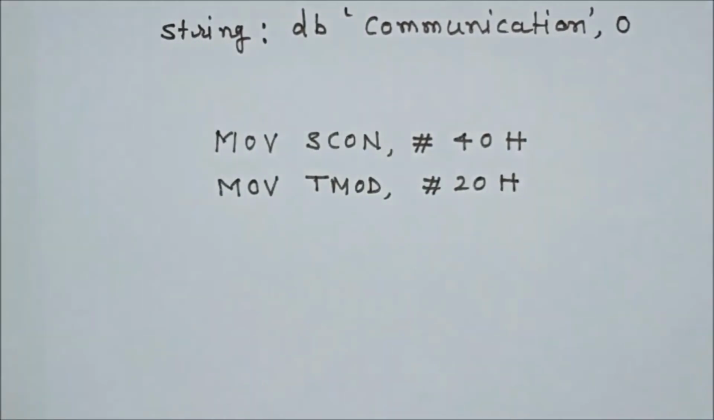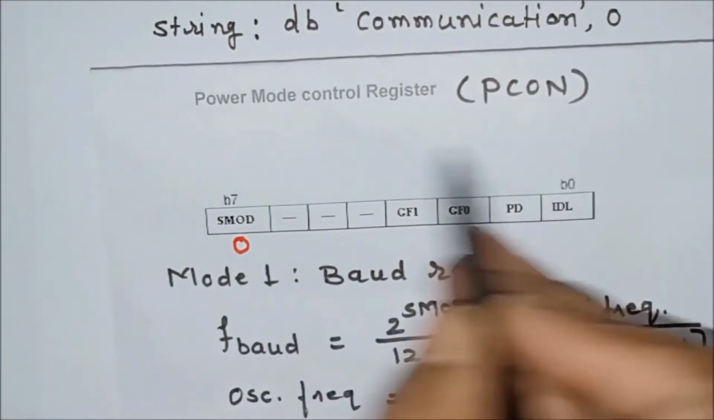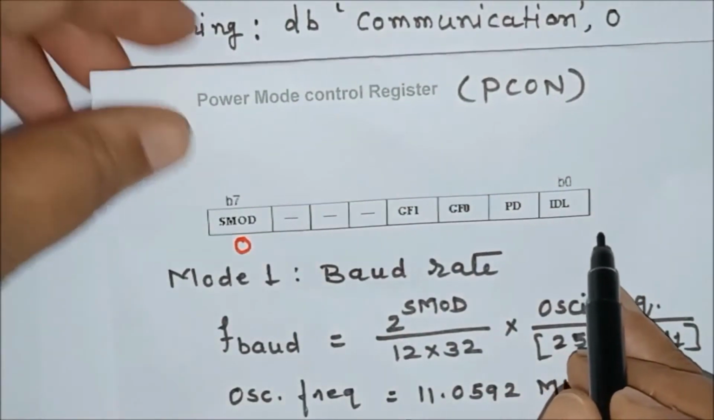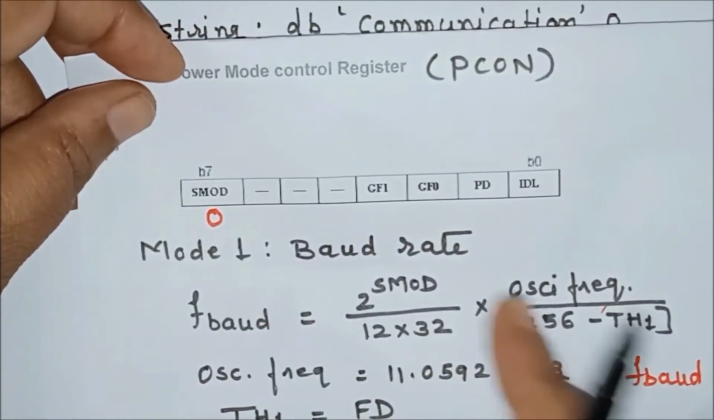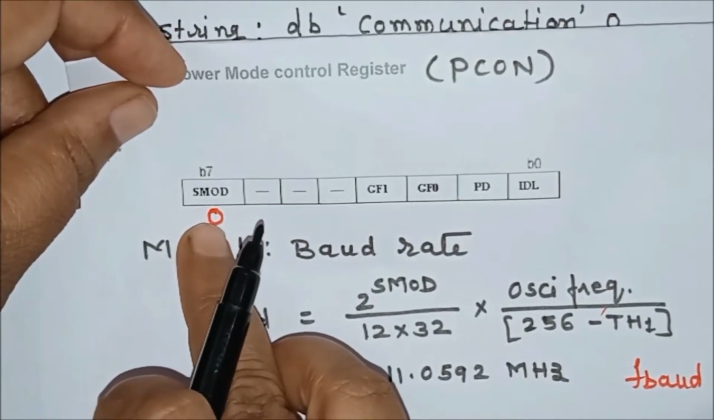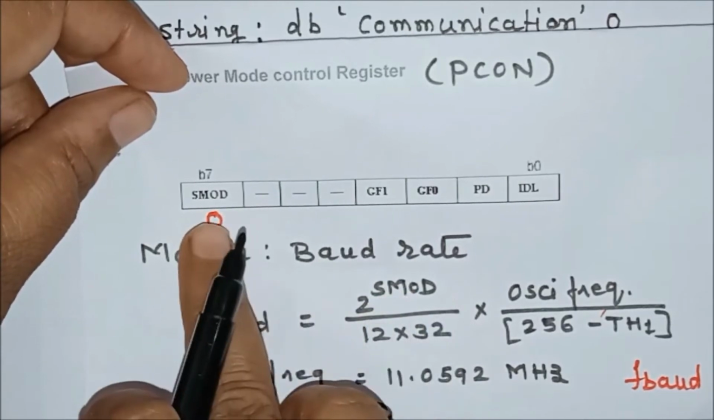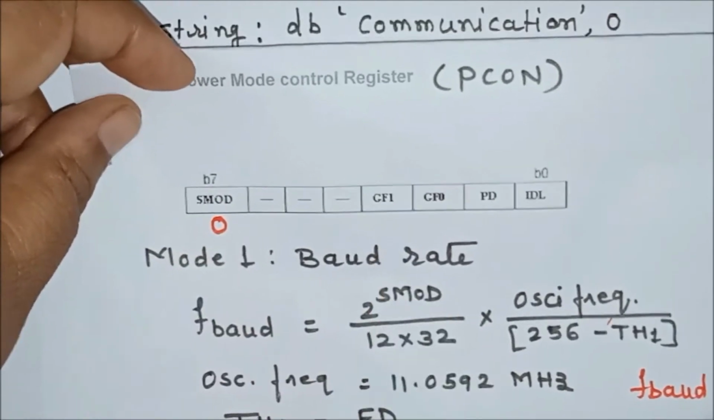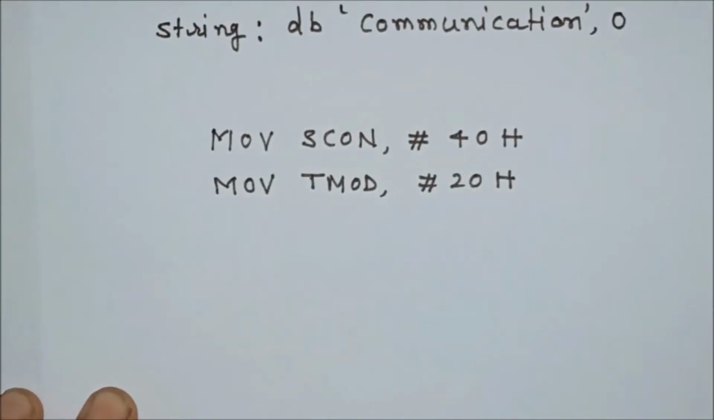No need to initialize the PCON register, that is the power control register, because by default the SMOD bit is 0 and we are using SMOD bit 0 in our program. So no need to initialize this PCON register. If you want to multiply the baud rate by 2, then the SMOD bit should be 1, so this factor will be multiplied by 2. But since we are using SMOD 0, no need to initialize the PCON register because by default it is 0.